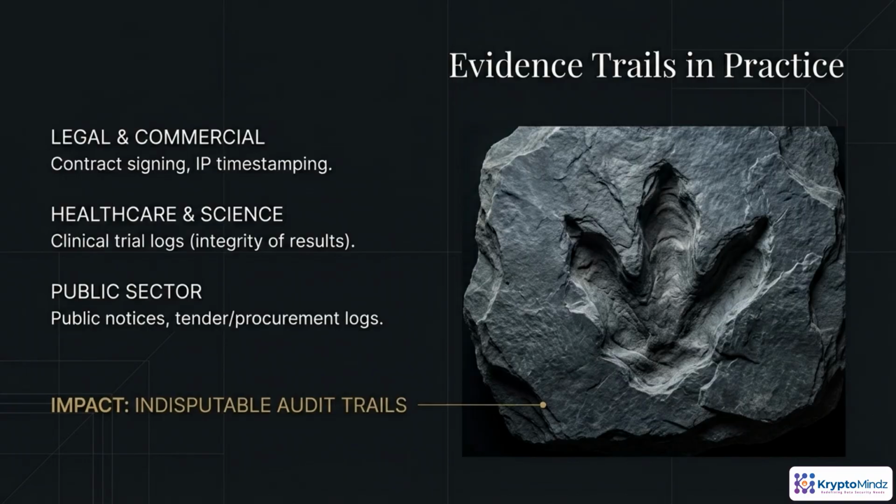Evidence trails are where blockchain's immutability becomes very tangible. In commercial settings, you can anchor contract hashes or IP assets, so you can later prove exactly what existed and when, without revealing the full document on-chain. In healthcare and science, clinical trial milestones and data transformations can be logged, making it extremely hard to massage results after the fact. For public agencies, notarizing notices or procurement events creates a defensible end-to-end audit trail.